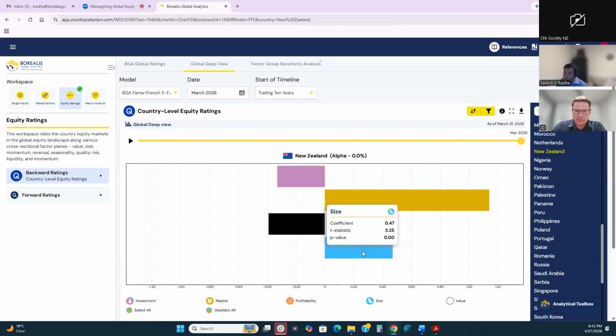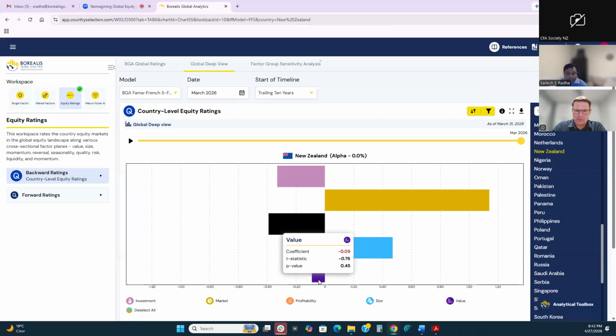This is a very interesting property of New Zealand, right? And value, right? Not much. So basically, the properties exhibited by the New Zealand index is not a value kind of index.